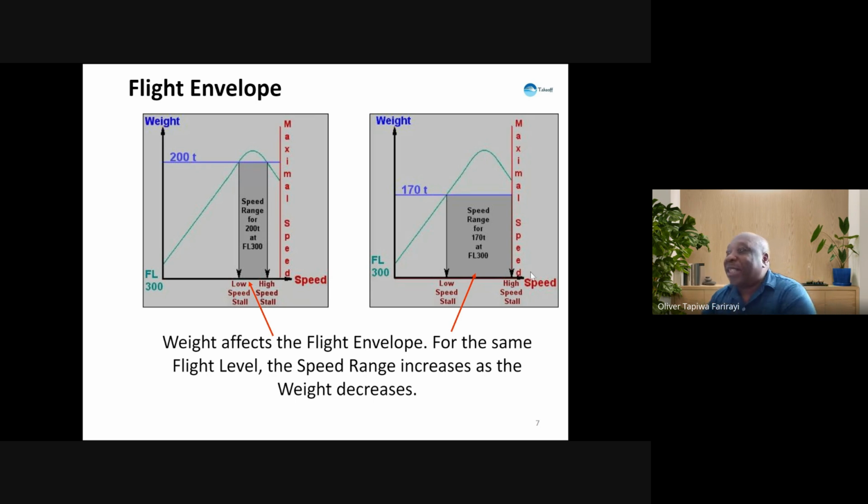But look here, because it's lighter now, within that envelope, we are able to fly. Our range here becomes more. We can fly slightly slower than we were doing at 200 tons and still we don't fall off the sky, but we can also increase. So it gives us much choice to operate within this whole range here. So speed range then increases as the weight decreases.